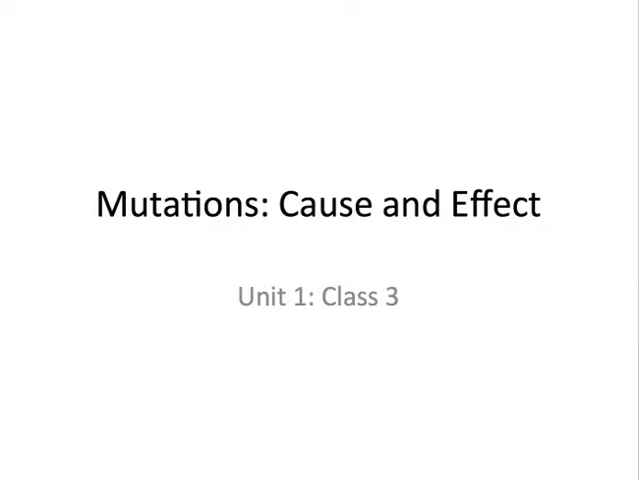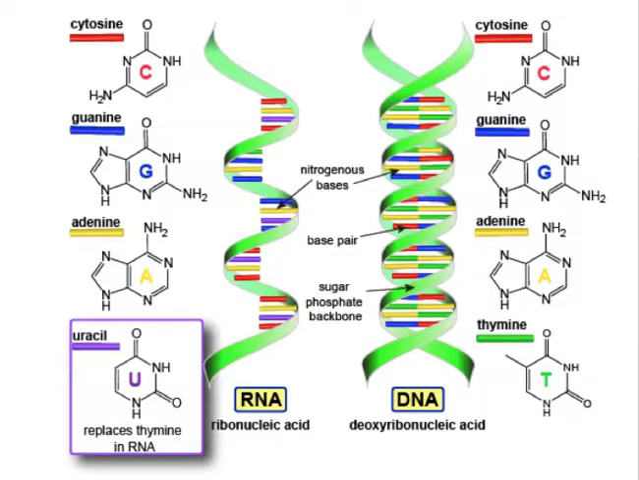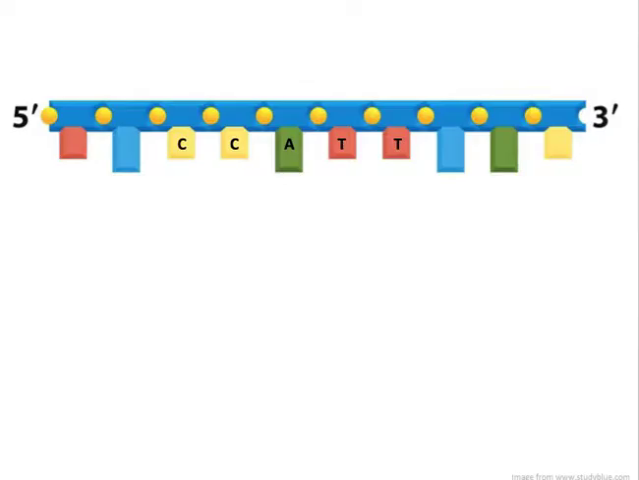Mutations, cause and effect. So I just wanted to make a quick note about transcription. I want to point out that RNA and DNA are very similar, but RNA does not have thymine. So instead of thymine, it has uracil, and therefore adenine binds to uracil. So in transcribing DNA to RNA, here we have a DNA code, CCATT. We transcribe it to GGUAA.